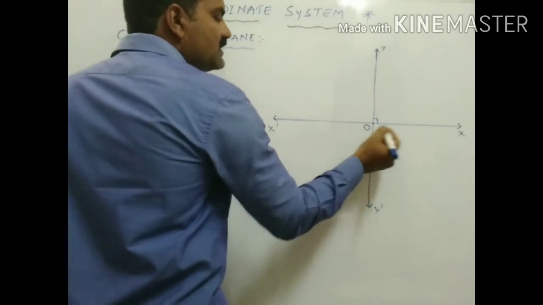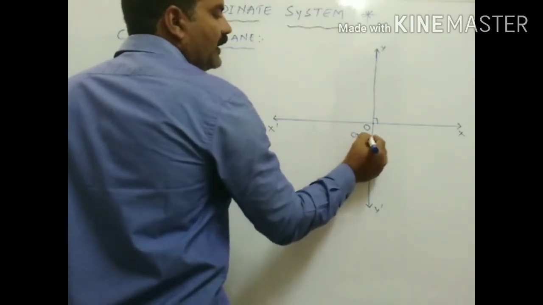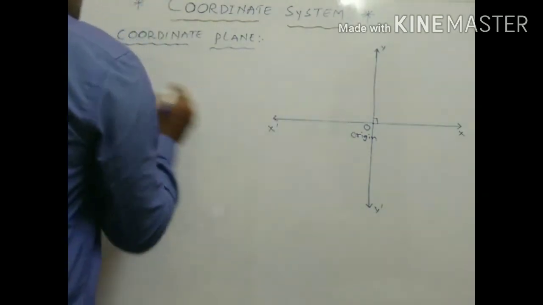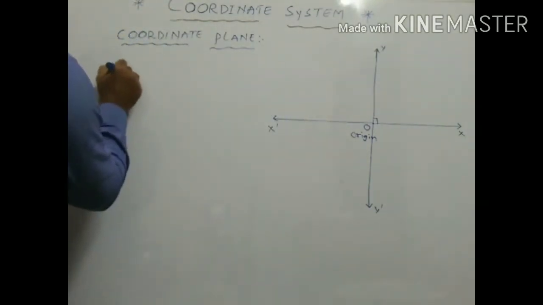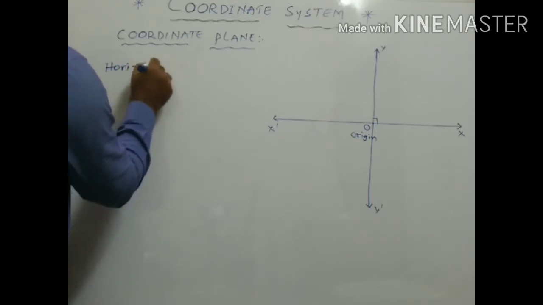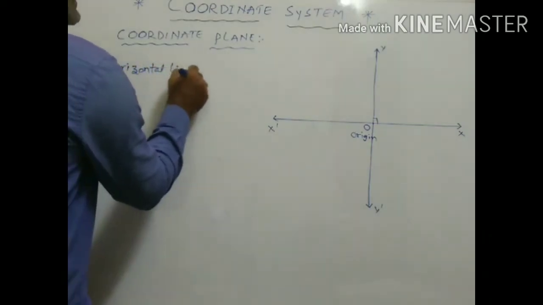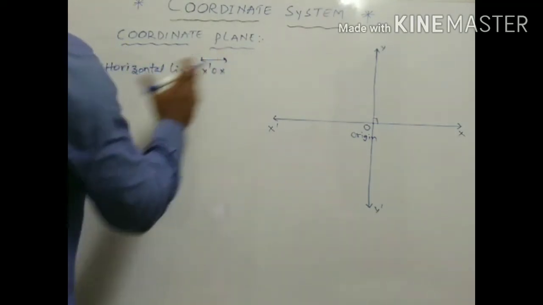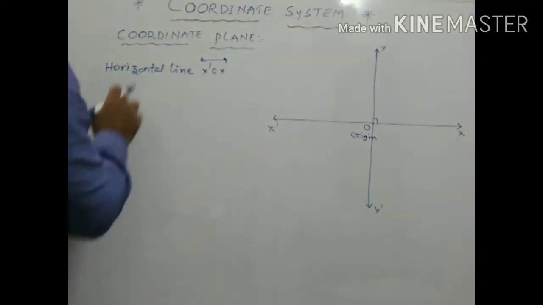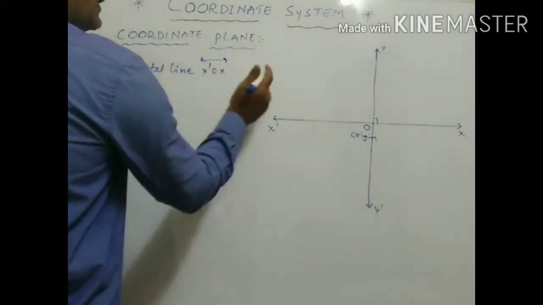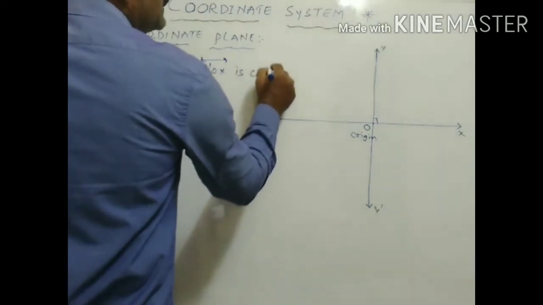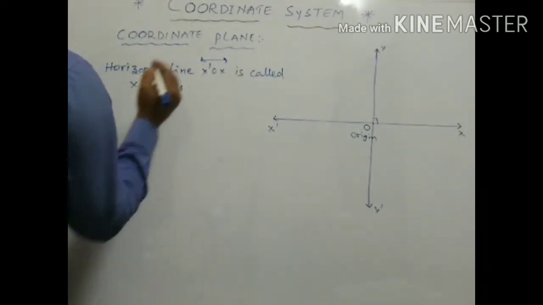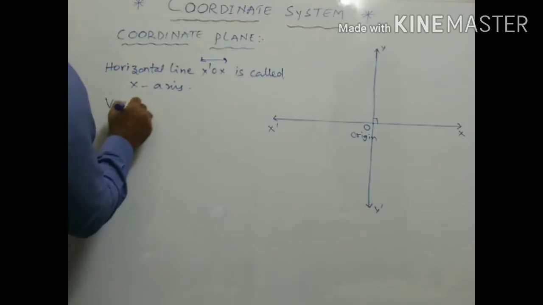This O is called the origin. The horizontal line X'OX, which can be extended further in both directions, is called the x-axis. And similarly the vertical line.